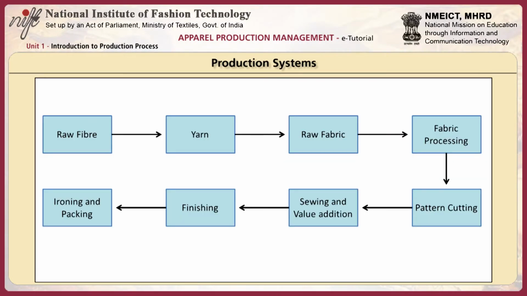Let us just try to understand a simple flow chart wherein we can understand the manufacturing process of apparel. These are the following steps that are generally followed to make any garment. We start with the raw fiber, which is converted to yarn. From yarn, it is converted to a raw fabric, and further down to fabric processing. These 4 steps come under textiles and spinning.